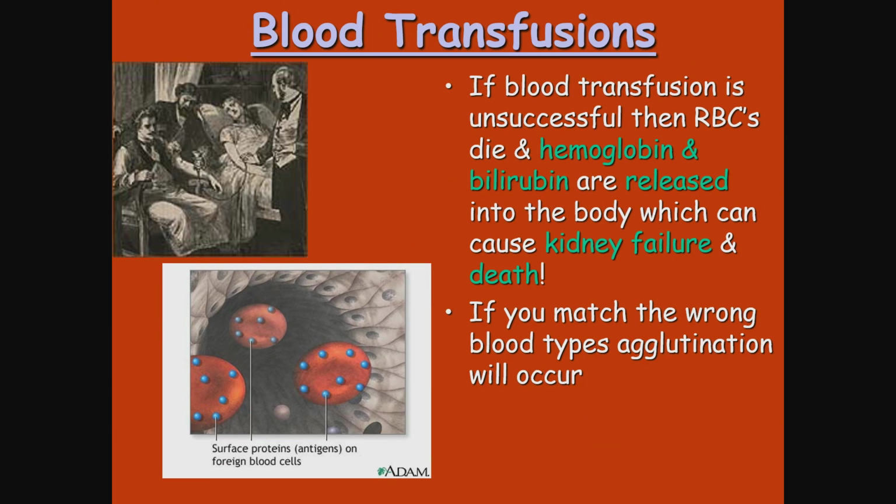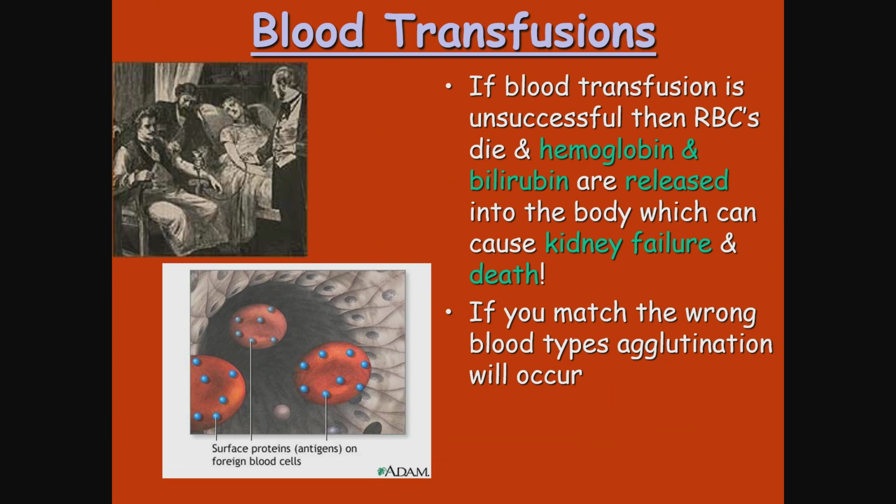All right, blood transfusion. Back in the day, we've learned from a lot of our blood and guts surgery documentaries that they tried some crazy stuff, and one of them was blood transfusions. If a blood transfusion is unsuccessful, then the red blood cells die, hemoglobin and bilirubin are released into the body, and that causes the kidney to fail, and that's how you actually died, by kidney failure.